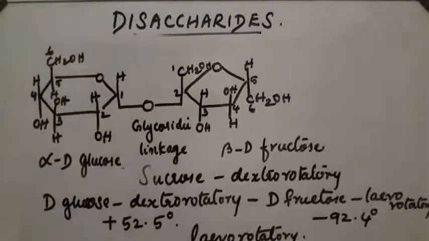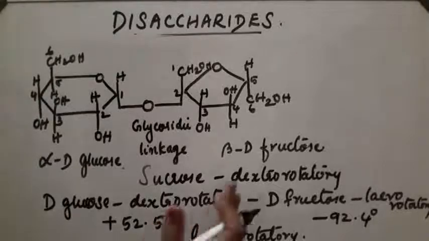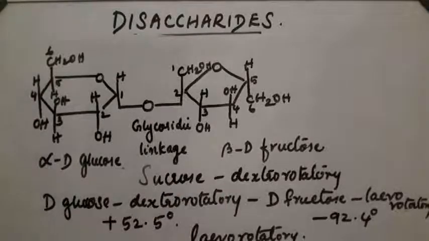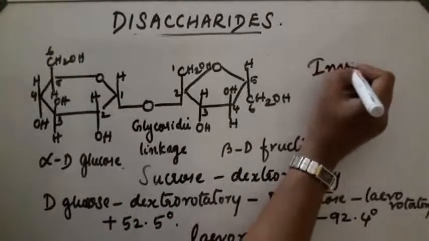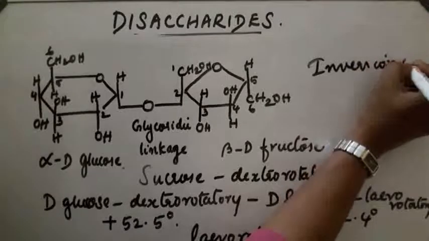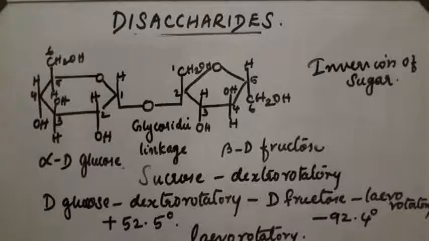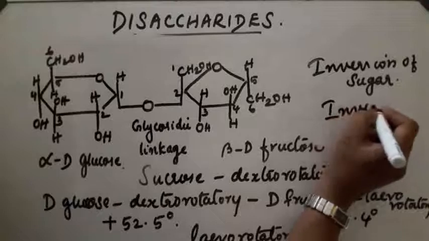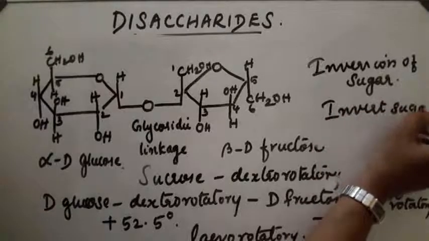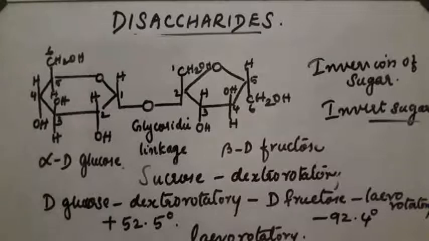After this hydrolysis, the dextrorotatory sucrose gets converted into levorotatory; that is, the sign of the compound changes. This process is known as inversion of sugar, and the resulting mixture is known as invert sugar.